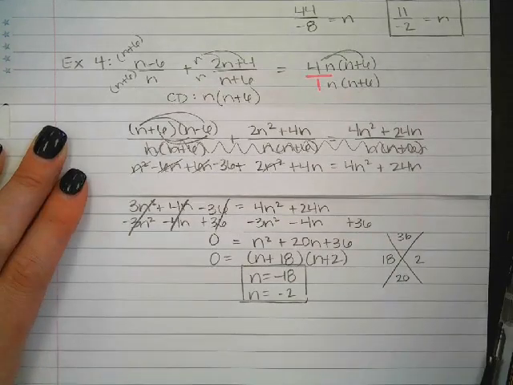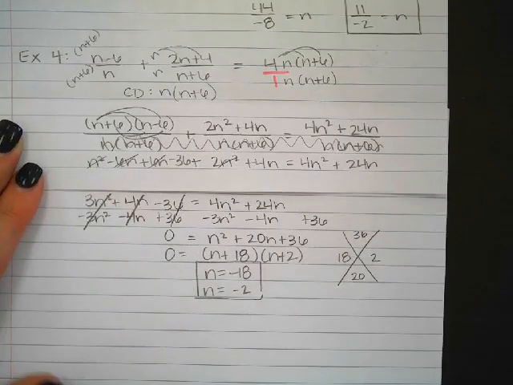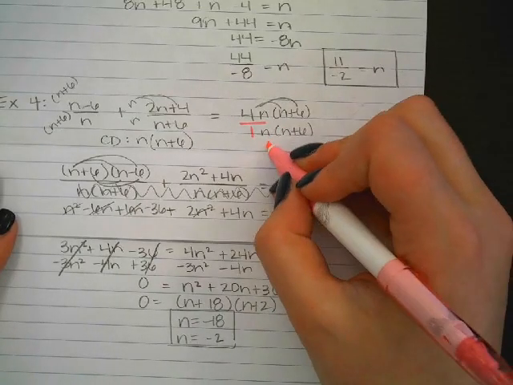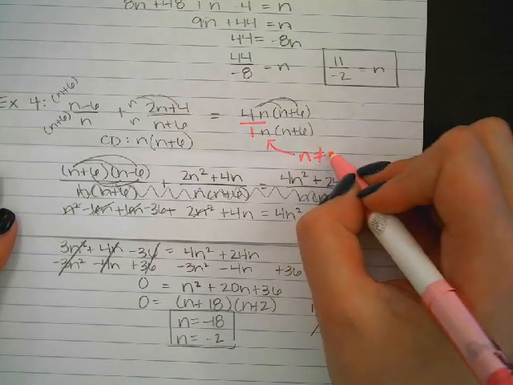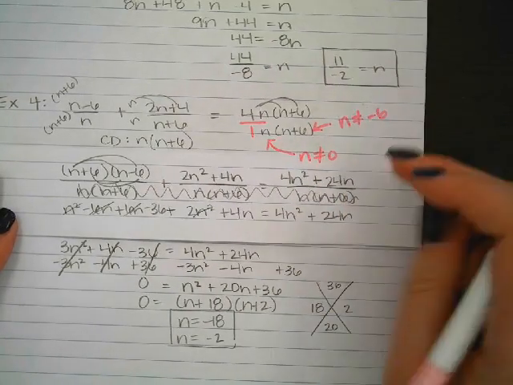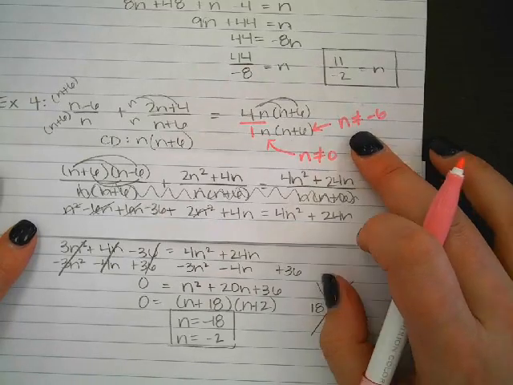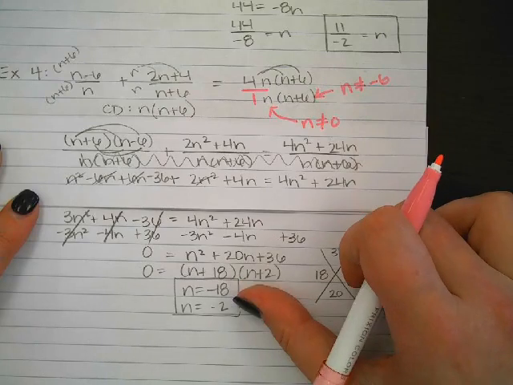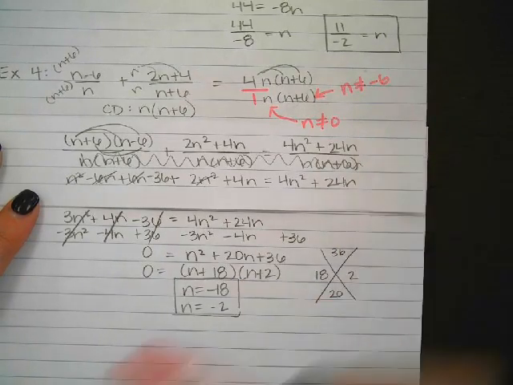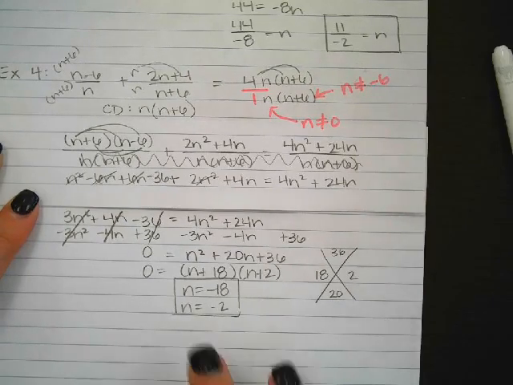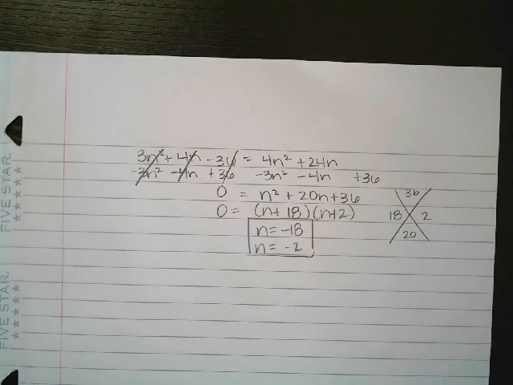And I'm going to go back and look for my excluded values. I have two of them. So here my excluded value n cannot equal 0. There n cannot equal negative 6. And if I compare those with my answers, I can't have 0, I can't have negative 6, and that's totally fine because my answers were negative 2 and negative 18. So I'm not worried about it at all. All right, and we're going to go ahead and do one last example.